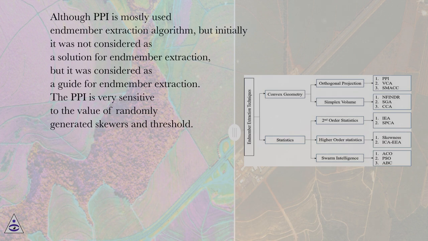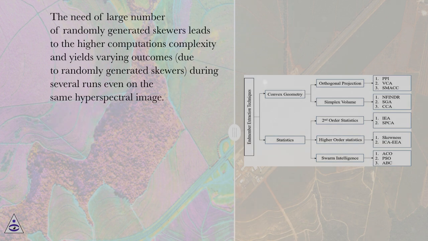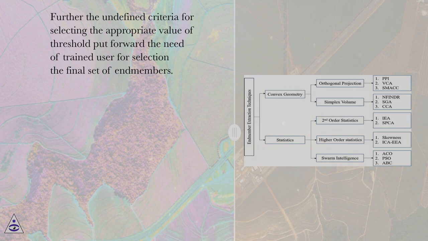Although PPI is mostly used as an end member extraction algorithm, initially it was not considered as a solution for end member extraction, but as a guide for end member extraction. The PPI is very sensitive to the values of the randomly generated skewers and the threshold. The need for a large number of randomly generated skewers leads to higher computational complexity and yields varying outcomes during several runs, even on the same hyperspectral image. Further, the undefined criteria for selecting the appropriate threshold value create the need for a trained user to select the final set of end members.